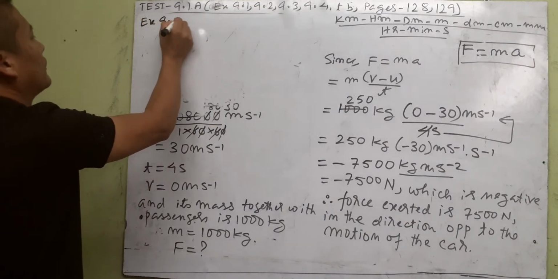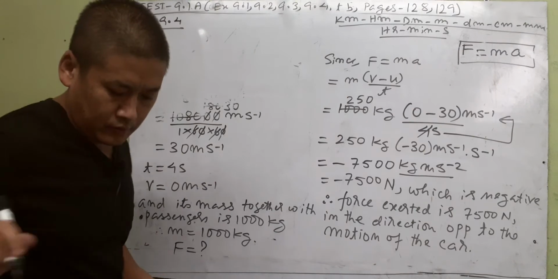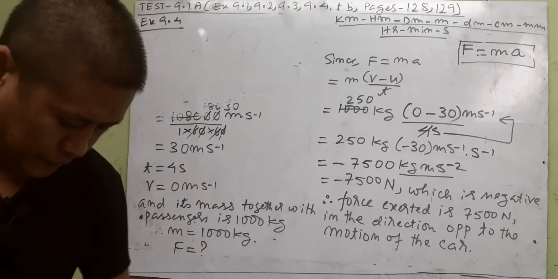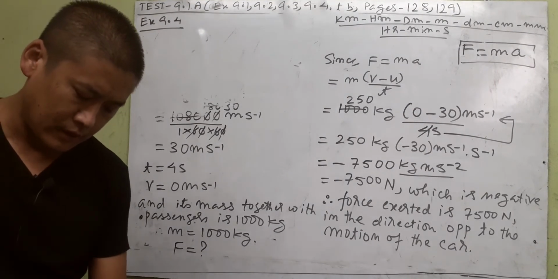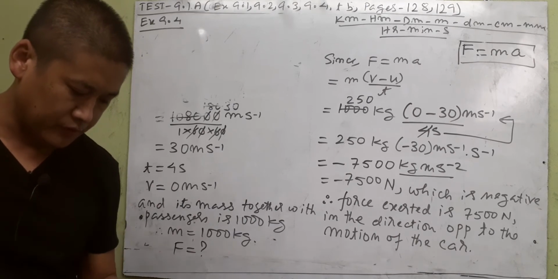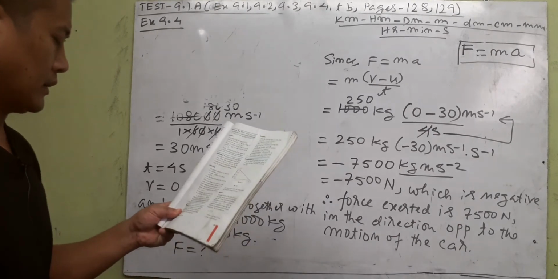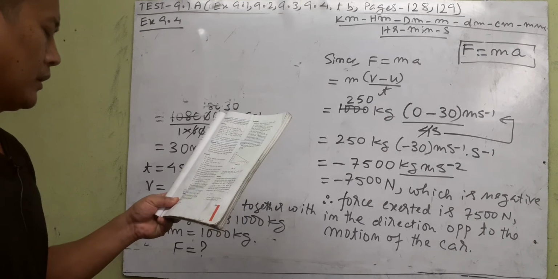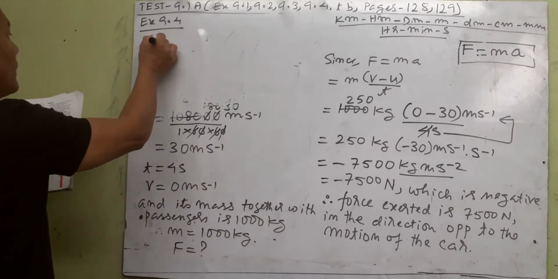Example 9.4. So there, look there. A force of 5 Newton gives a mass m1 an acceleration of 10 meter per second square, and a mass m2 an acceleration. Which acceleration? Okay, so case 1.